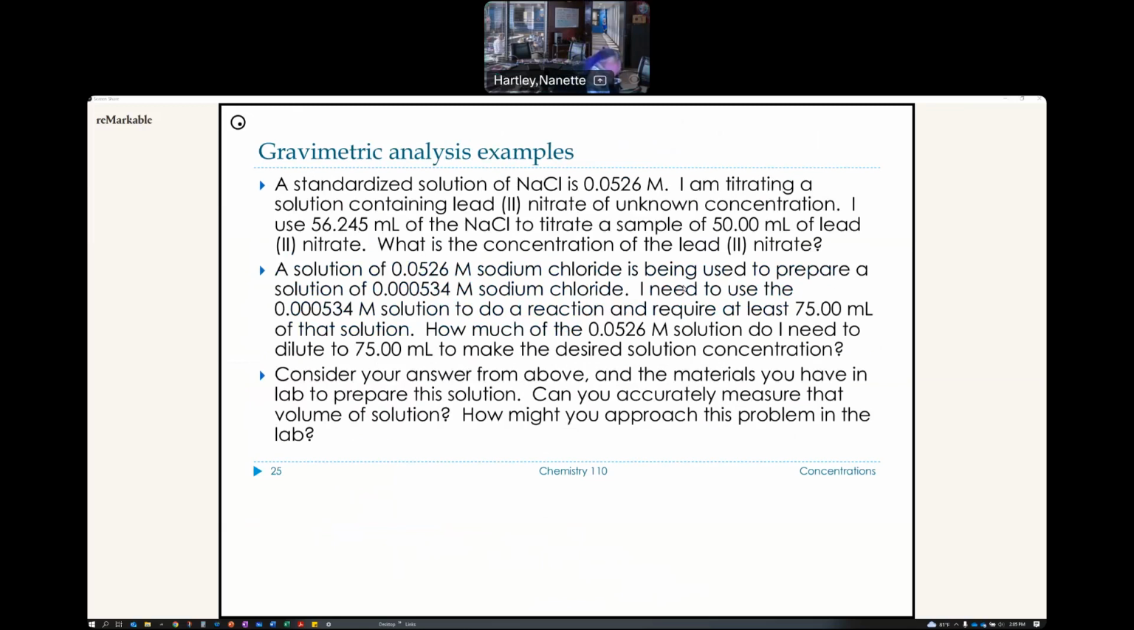So NaCl, and lead-2 nitrate. Pb2+ and NO3-. So it's going to be Pb(NO3)2. And that's going to give me.